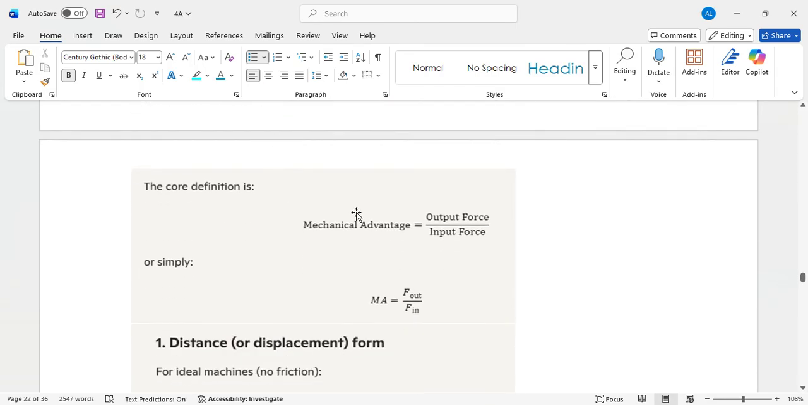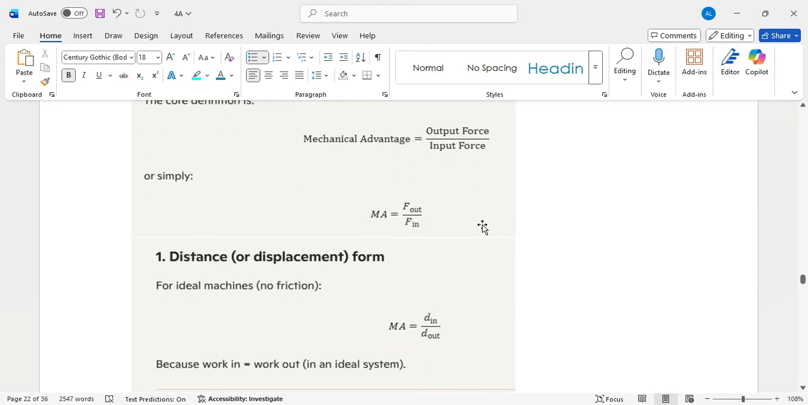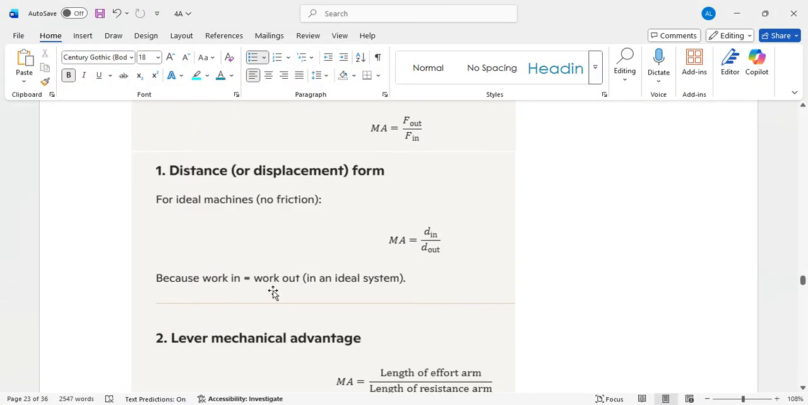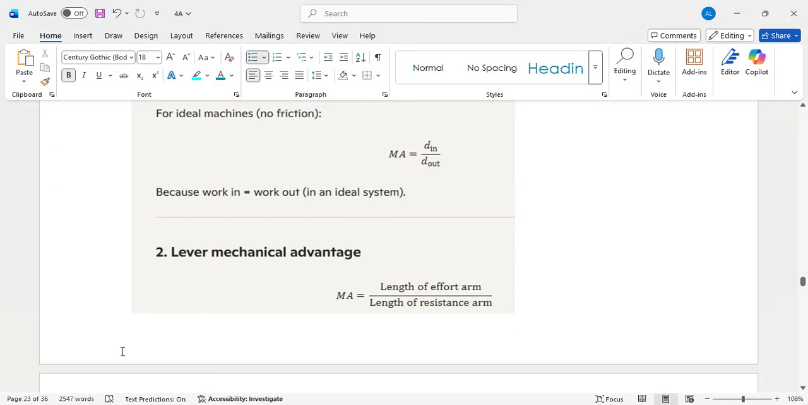The core definition: mechanical advantage equals output force by input force, where the input force is the force that we apply. MA equals F out by F in. In terms of distance or displacement, for ideal machines with no friction, MA is equal to D in by D out. This is a generalized formula, because work in equals work out in an idealistic system.